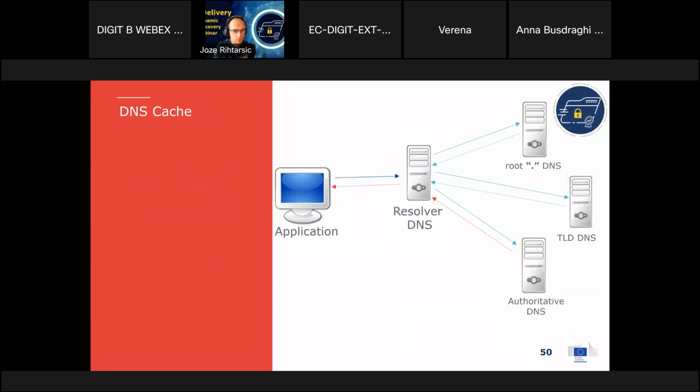Next important thing I would like to say about the DNS is the DNS caching. This is important because it improves performance. It also improves stability and resilience. For example, if one of the authoritative servers is temporarily unavailable, but the results are stored in the resolver DNS, this doesn't affect the internet.